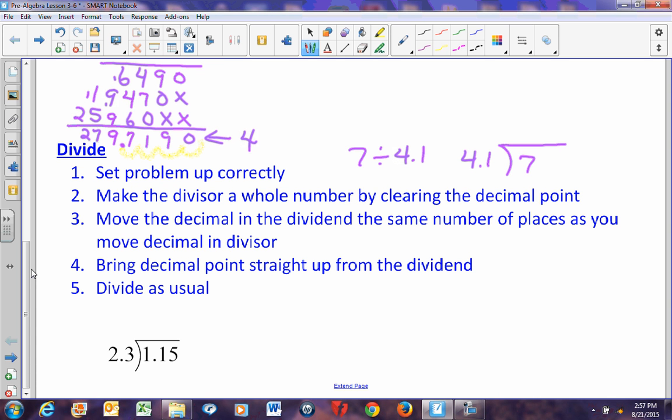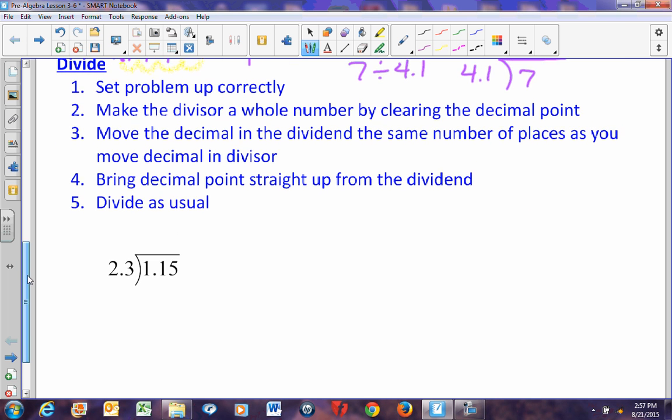Then we have to make the divisor a whole number by clearing the decimal point. So if you look at this problem right here, we have 2.3 dividing into 1.15. In other words, 1.15 divided by 2.3. I need to make 2.3 a whole number by multiplying it by 10, which means I need to multiply this number by 10. So now instead of 2.3 dividing into 1.15, I have 23 dividing into 11.5. Most of the time, I prefer to write my number again. Then bring your decimal point straight up. And now divide as usual.